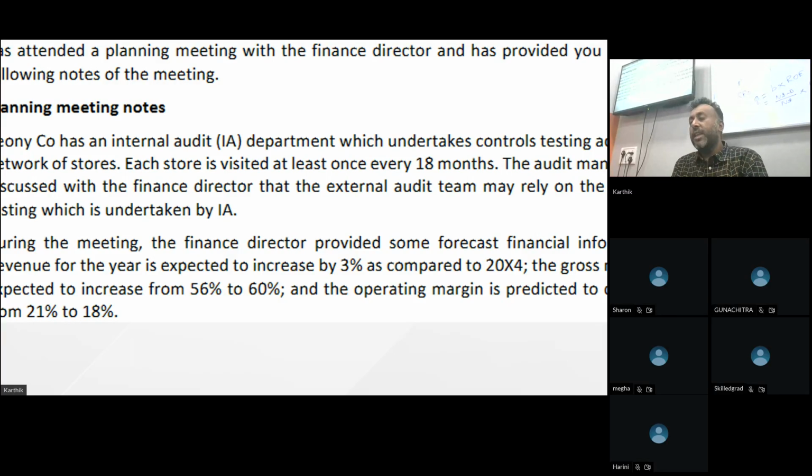What is given there? Is it given that sales are expected to grow 3%? Fine. And the gross margin is also expected to grow. What is gross profit margin? It's nothing but gross profit divided by sales into 100, which is sales minus cost of sales. Very good. That is expected to increase from 56% to 60%. But the operating margin is expected to drop from 21% to 18%. What does this make you think?